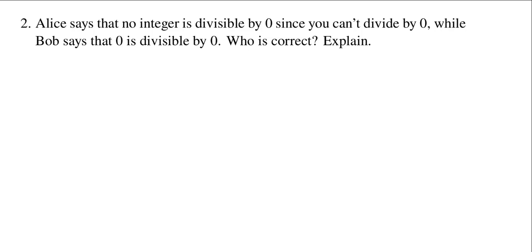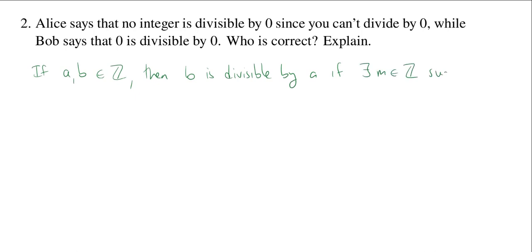So if A and B are integers, then B is divisible by A if there exists an integer, let's call it m, such that b is equal to m times a. So this is what we mean for an integer to be divisible by another integer. Can you multiply that second integer by another integer and get the one you're claiming is divisible by something?